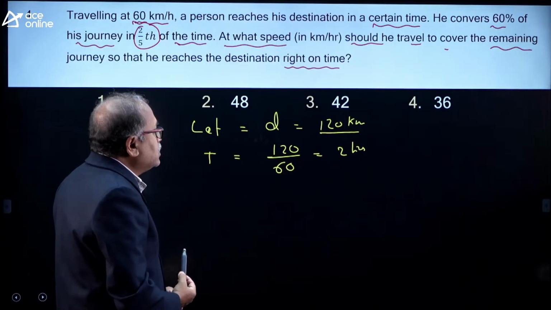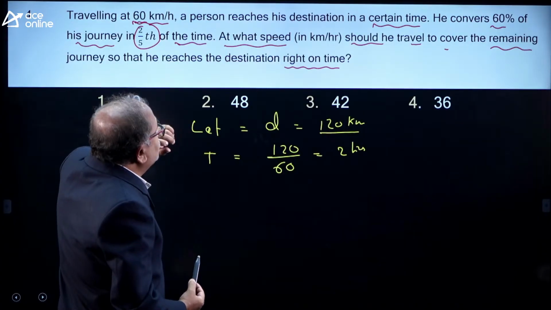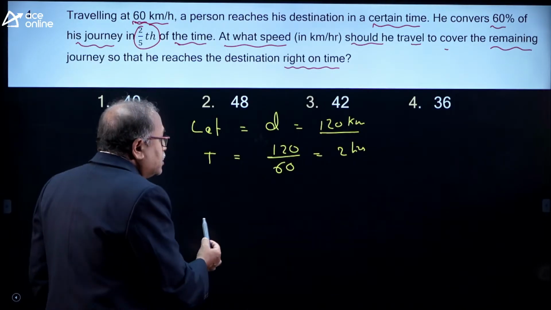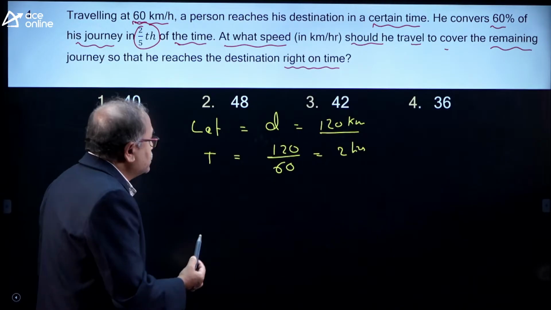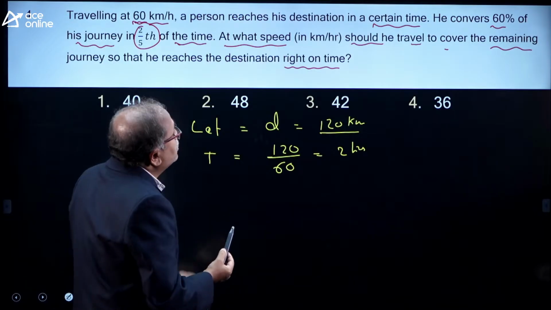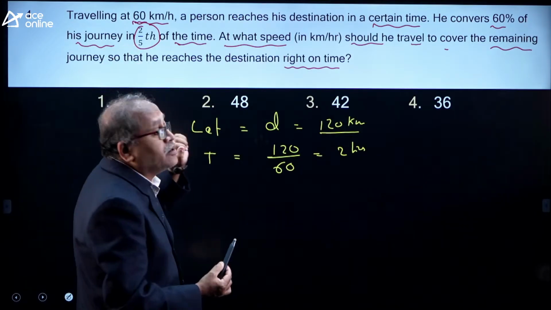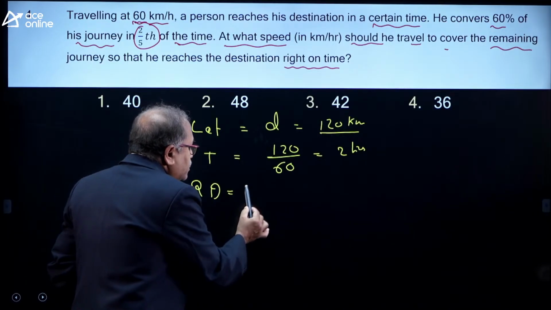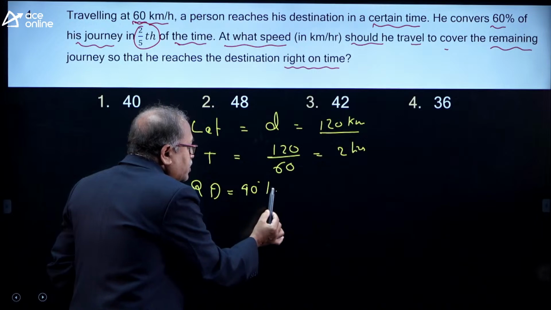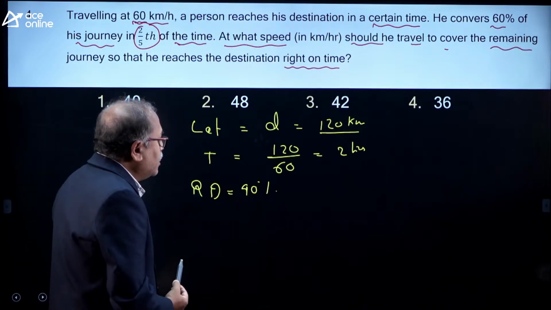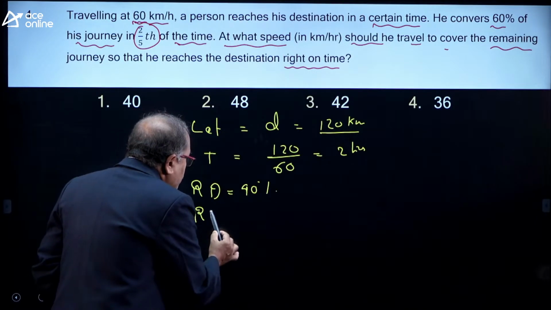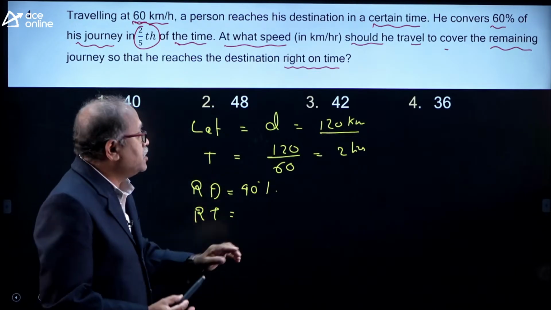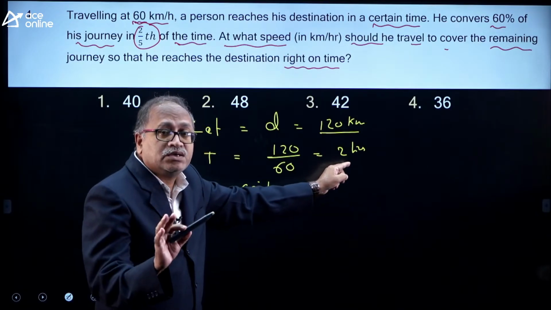Okay. Now, it is said that 60% he covers with 2/5 of the time. So, let us see what distance he covers. That means already 60% with 2/5 of the time. What is the remaining distance? I am just writing R, remaining distance. Remaining distance is 40%. Okay. And what is the remaining time? Remaining time. So, 2/5 of the time he has already taken, and the time I derived here is 2 hours.